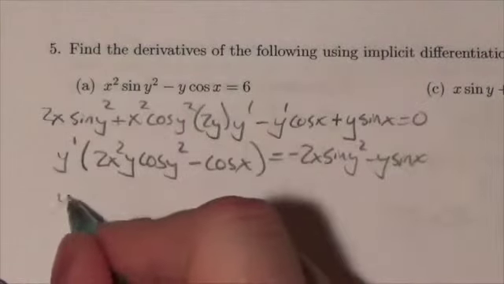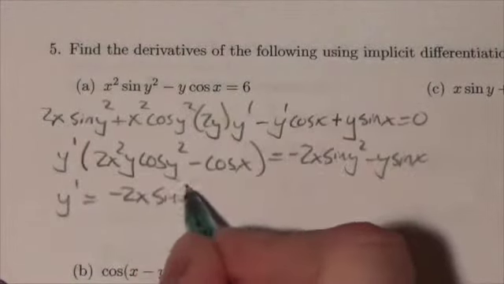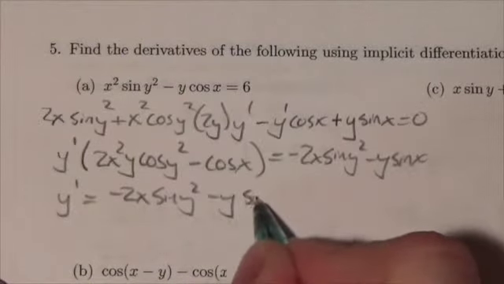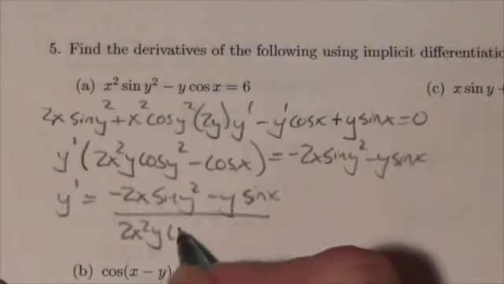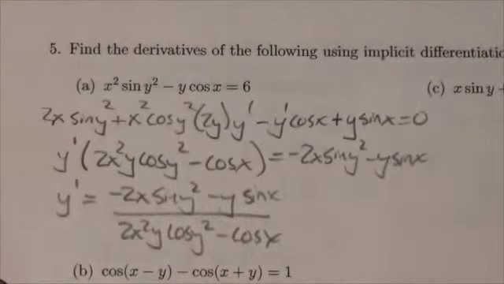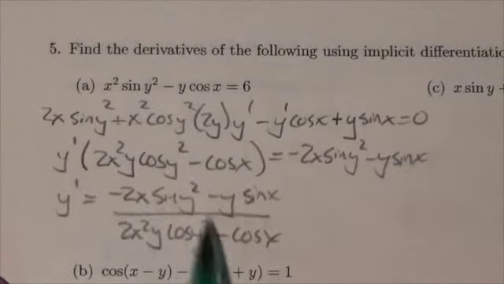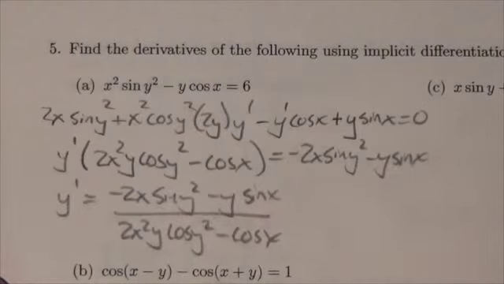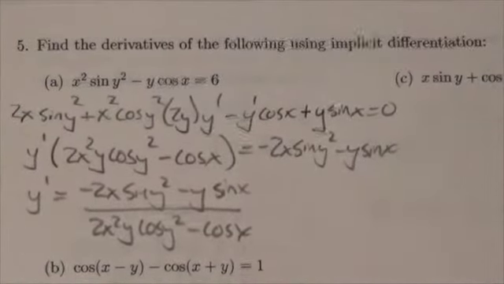And then I'll just divide. y prime is going to equal negative 2x sine y squared minus y sine x, all over 2x squared y cosine of y squared minus the cosine of x. Other than perhaps factoring out the negative and bringing that down and multiplying it through, there's really not much else that can be done to simplify that. So that's as far as we really need to go.